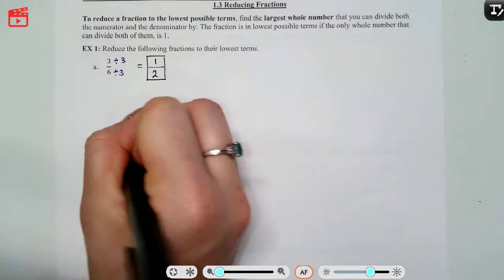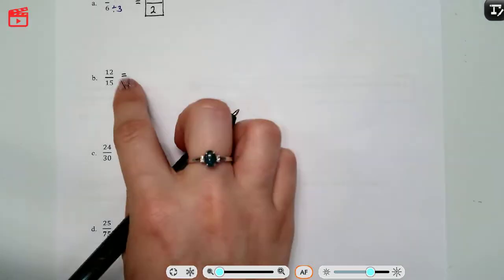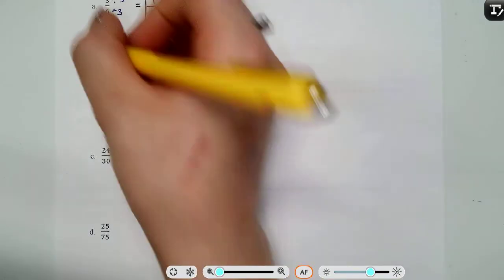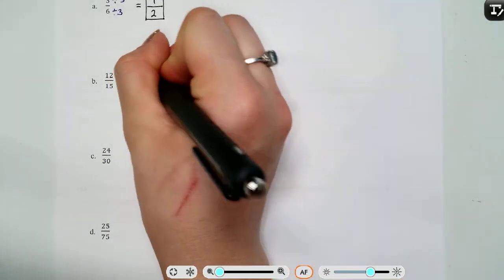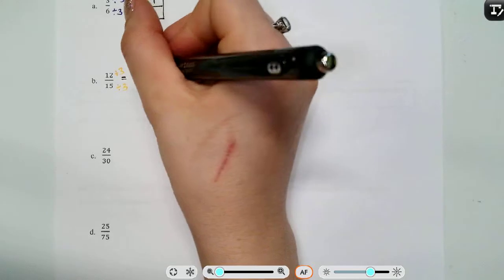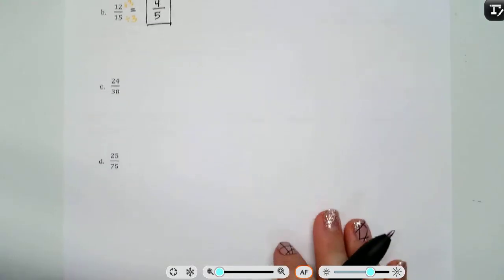All right, let's take a look. 12 and 15. What do you think can go into both of them? 12 is divisible by 6, but 15 is not. 12 is divisible by 4, but 15 is not. Oh, 12 is divisible by 3, and 15 is also divisible by 3. Ah, the 3 pops up again. Okay, dividing that. 12 divided by 3 is 4. 15 divided by 3 is 5. 4 and 5, we cannot divide them by a same number, so we are done. 24 and 30, let's see. Oh, those are both even, so I could divide them by 2.